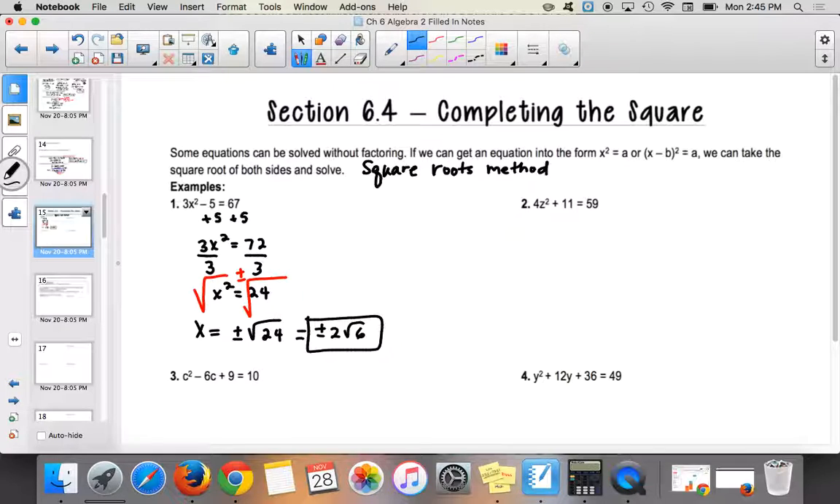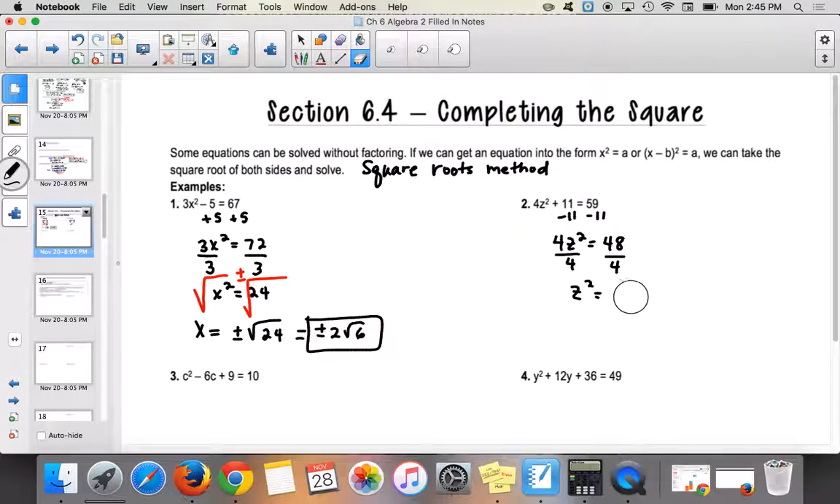So for number 2, it's the same idea, so go ahead and try it along with me. So try to subtract 11, subtract 11. So I get 4z squared equals 48. I divide by 4. So I get z squared equals 12, started to write 24, I don't know why. And so when I take the square root of both sides, I don't forget to write a plus or minus.